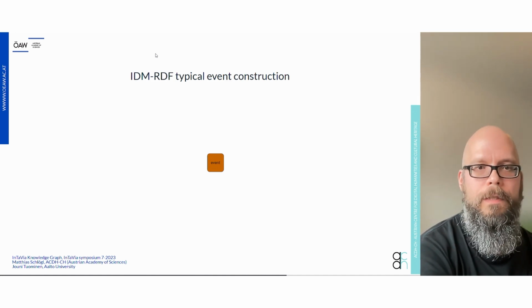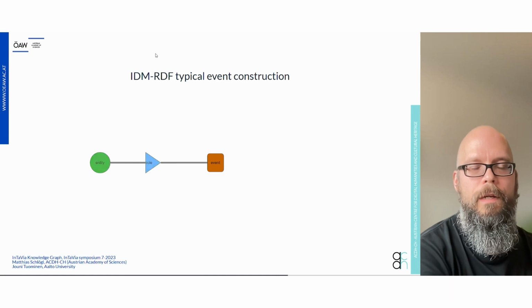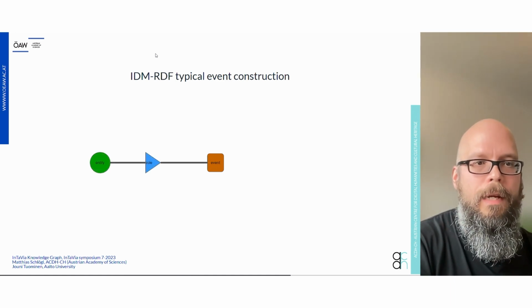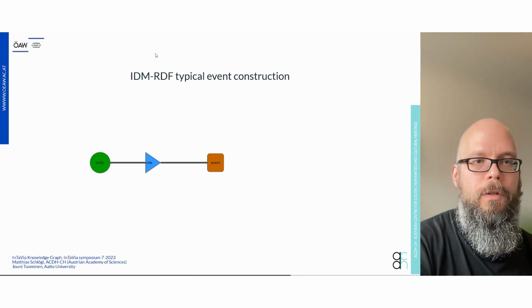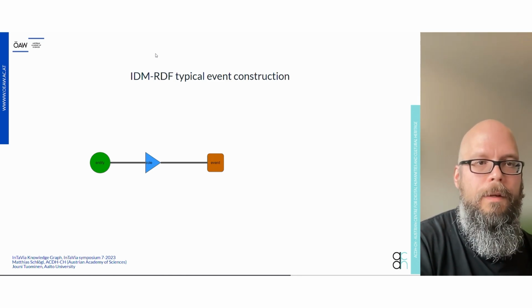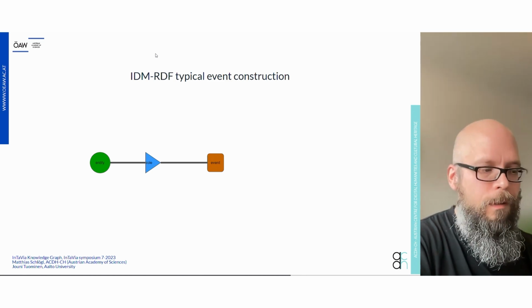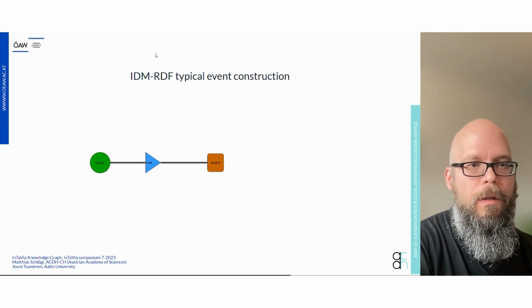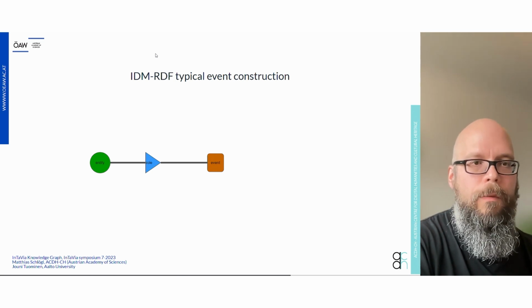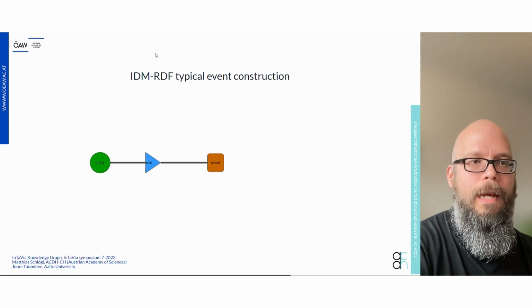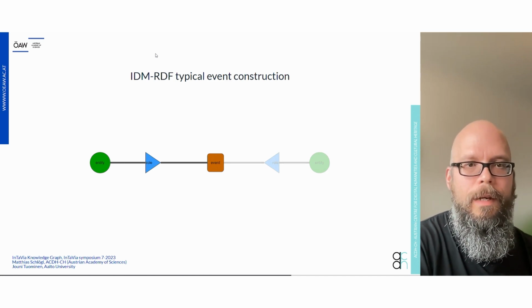So like in CIDOC-CRM, we have the event class, which we create, let's say, for a birth event. And then we attach entities for that, for example, the person who was born. And compared to the basic RDF encoding of CIDOC-CRM, we also use roles. So we are saying that a person can have a role in the event, or a thing can have a role in the event.